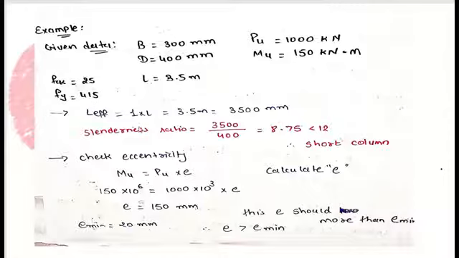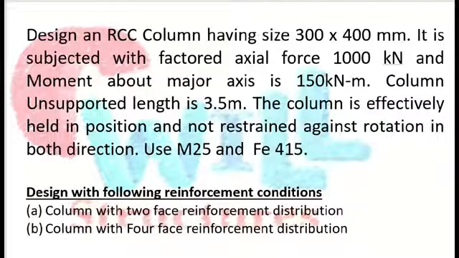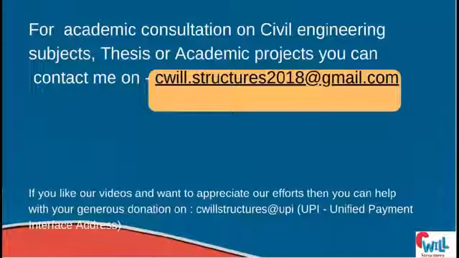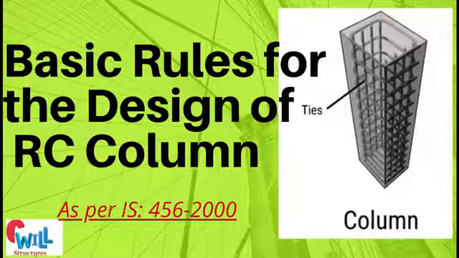The first step is to calculate the effective length of column. As per the example, the restraint condition given for the column is that the column is effectively held in position but not restrained against rotation in both directions. Now let's see the table for the effective length of column. We already discussed this in our previous tutorial. To understand the basics of effective length, what is effective length and how to calculate it, you can watch that video and get a better idea. I will give the link in the description box and also here as an i button.